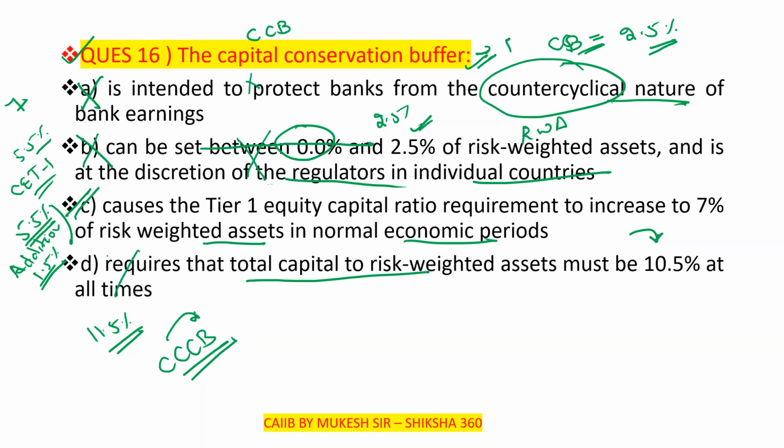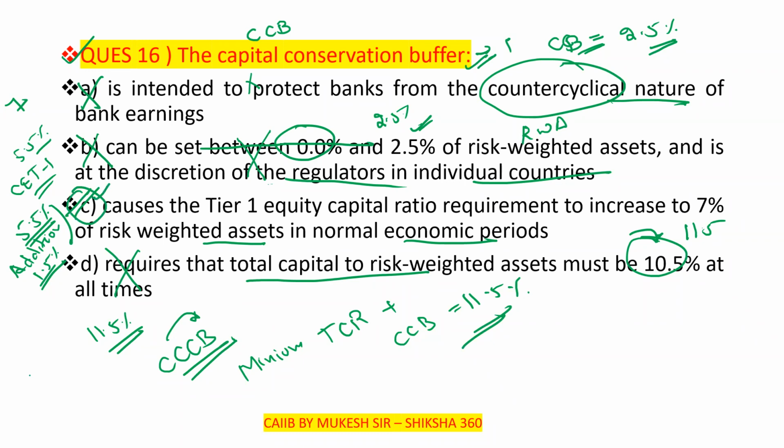This one is also wrong because it is 11.5%, not 10.5%. The minimum total capital ratio plus CCB is 11.5%. Clear? So only option C is correct. That is 5.5 plus 1.5, so it is 7%. Clear?